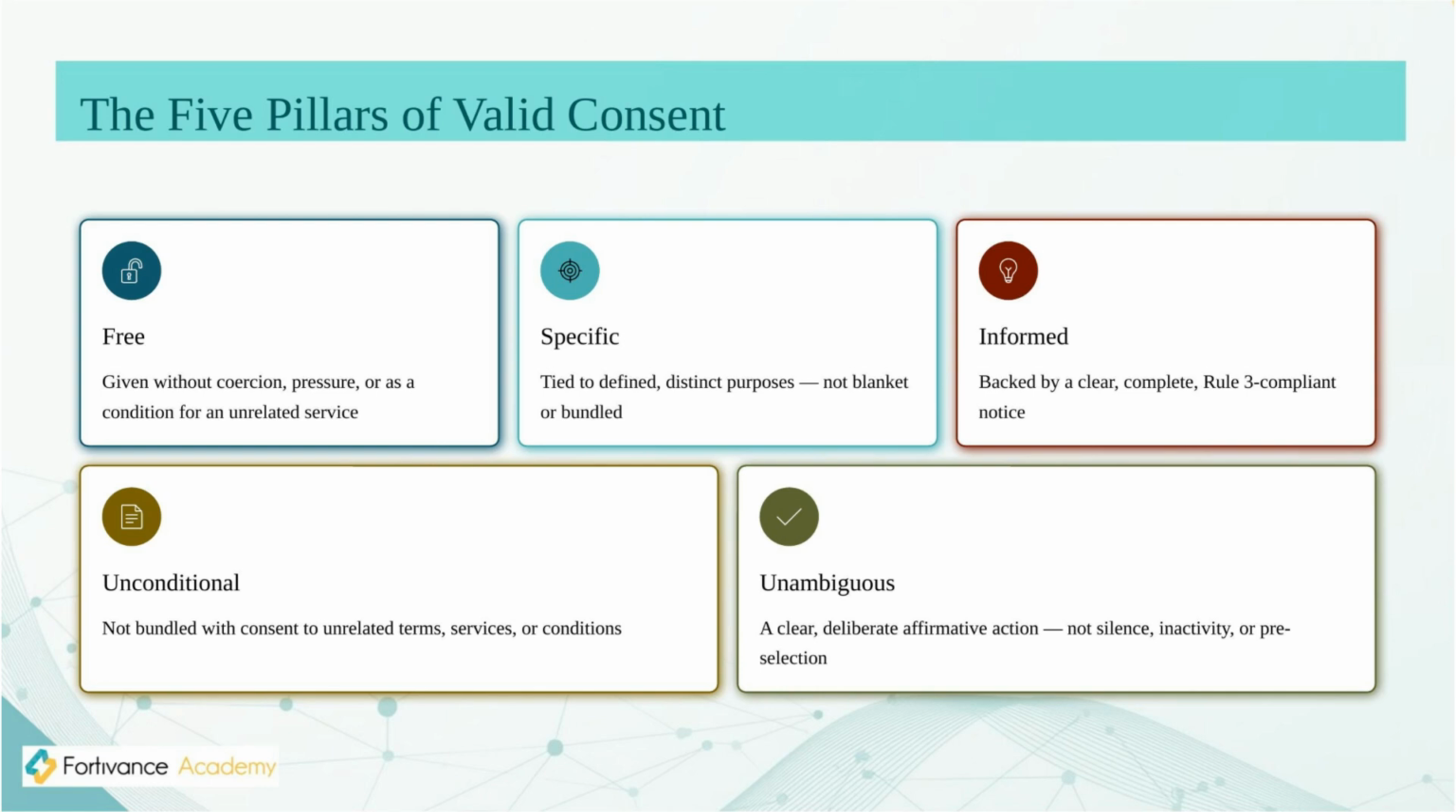Think of consent like a table. If any leg is missing, the whole thing tips over. So what are the legs? Valid consent must be free, specific, informed, unconditional, and given through a clear affirmative action. Let me give you a quick feel for each before we go deep.